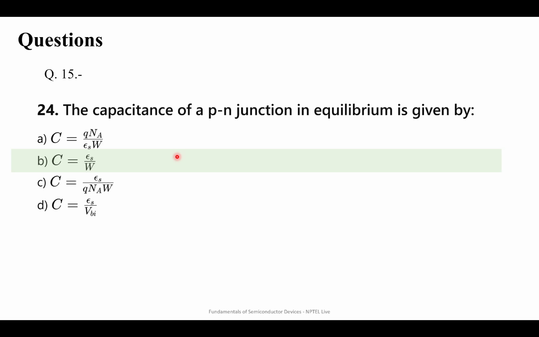So many times you won't see it written as C equals epsilon s A by W. Here C means capacitance per unit area. So the capacitance in capacitance terms would be epsilon s A divided by W.